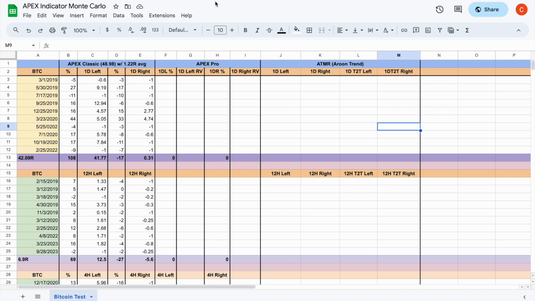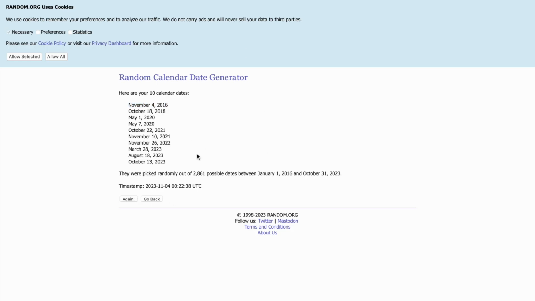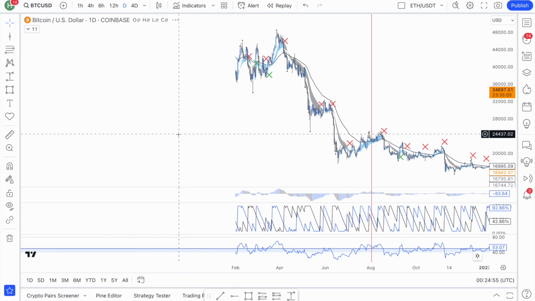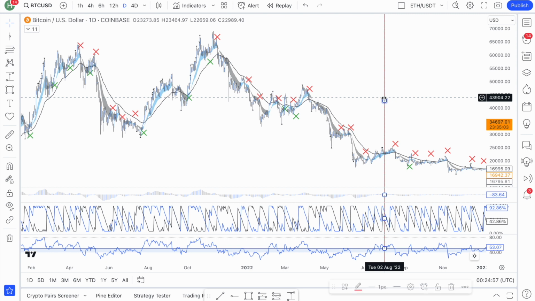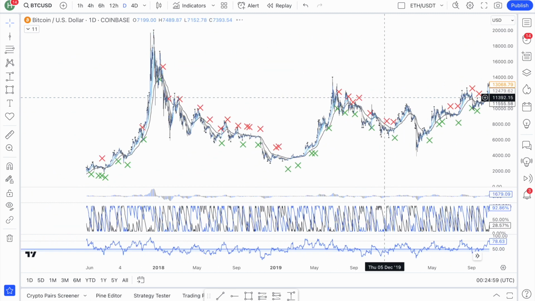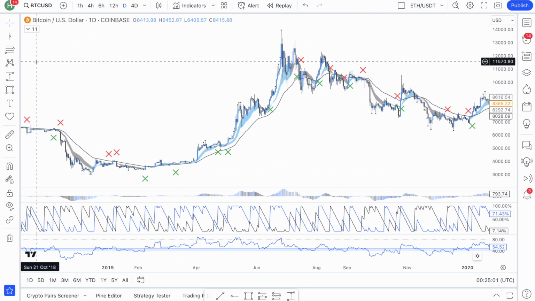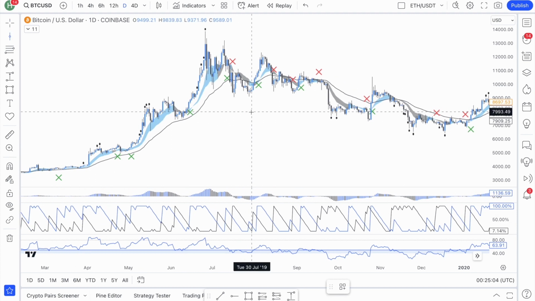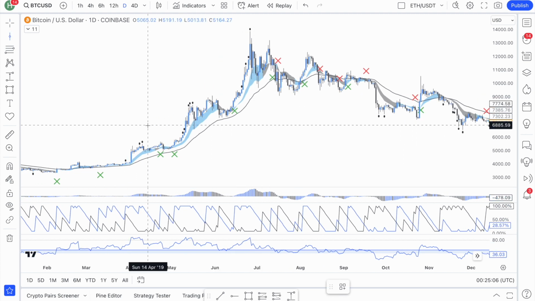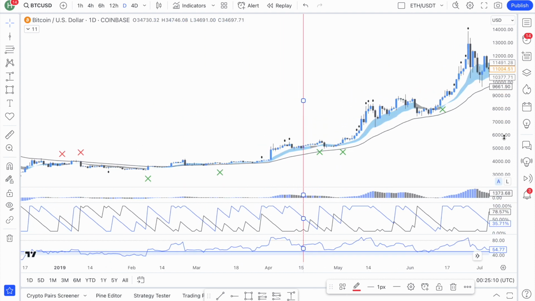All right, so we're going to get started, and we're going to just add this. The first one is going to be April 16th, 2019. So we're going to go here and get rid of this. April 16th, 2019. All right, so first one up, April 16th, 2019. So here we go. First things first.